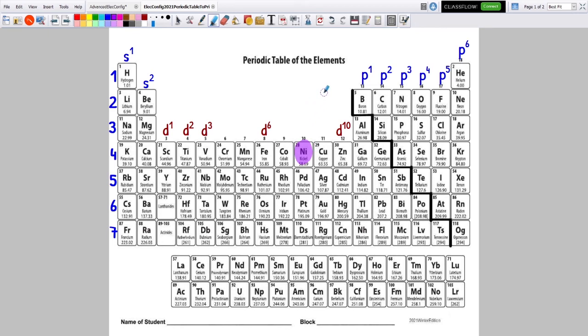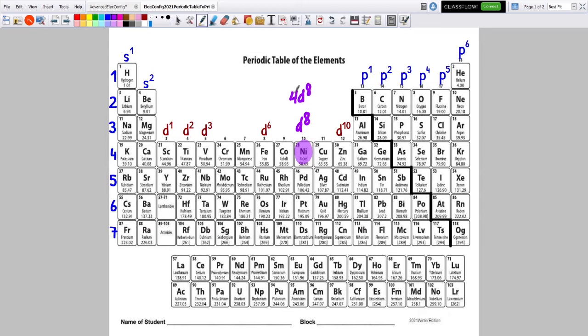Nickel is number 28. And so we have to try to figure out what will be its ending. We know it will have to account for 28 electrons. So let's take a look. We have these d columns labeled. And if we continue with the numbering, we can see that this is going to be d8 for nickel. But since it's in the 4th row, we might be tempted to say that it's 4d8.